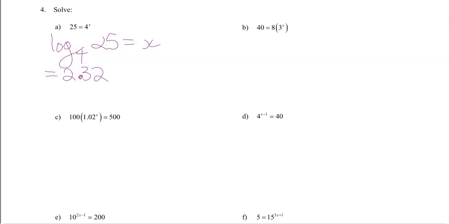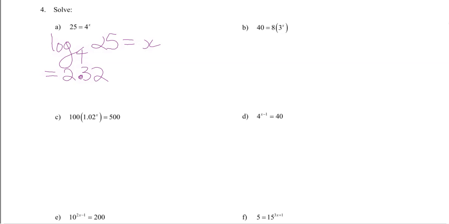There's a step we need to do first in B. What could we do? Should we do, must we do? What's a step that you could do to simplify this? Is there anything you can do to simplify this? Yeah, so divide both sides by 8.